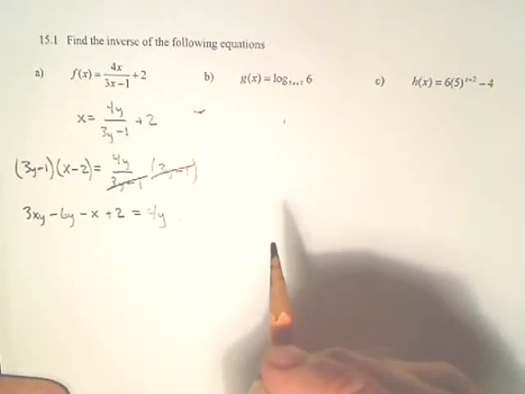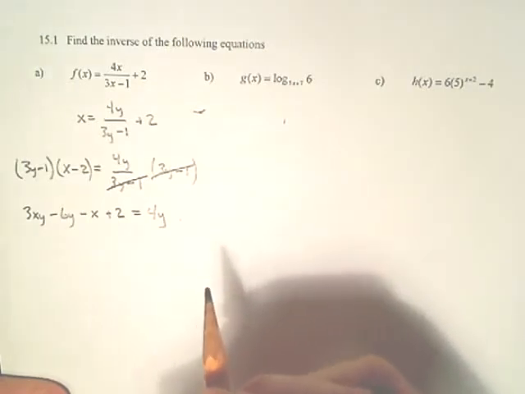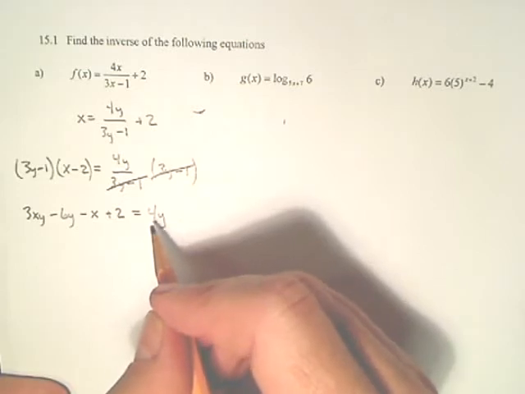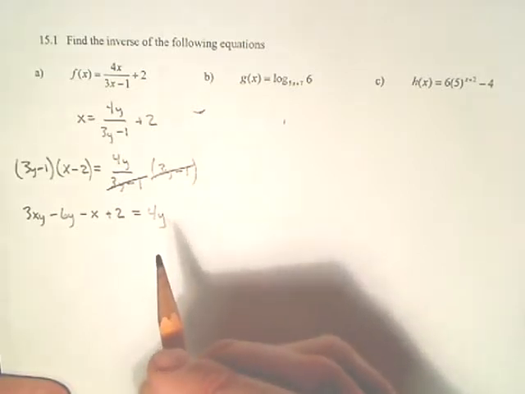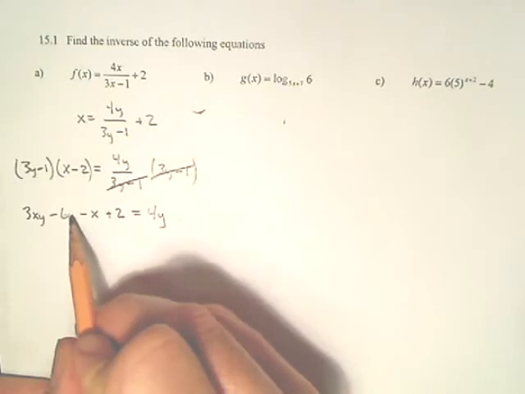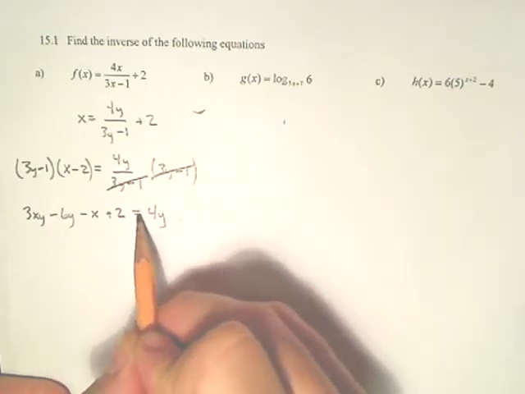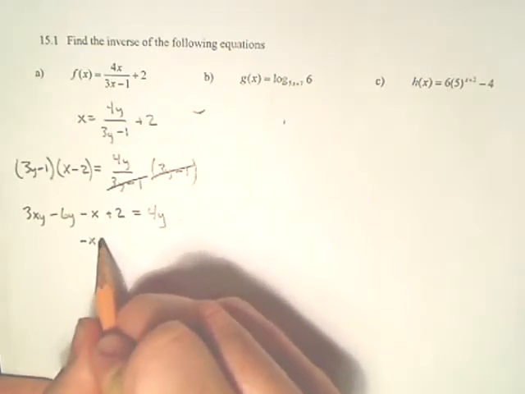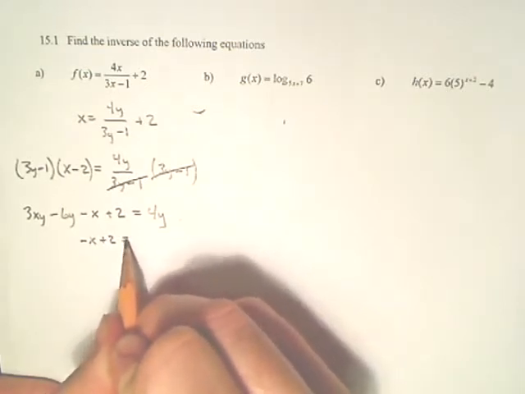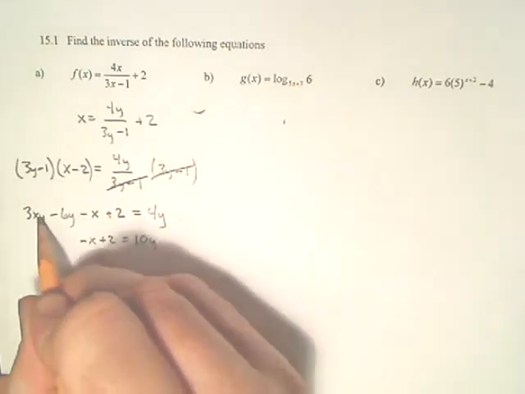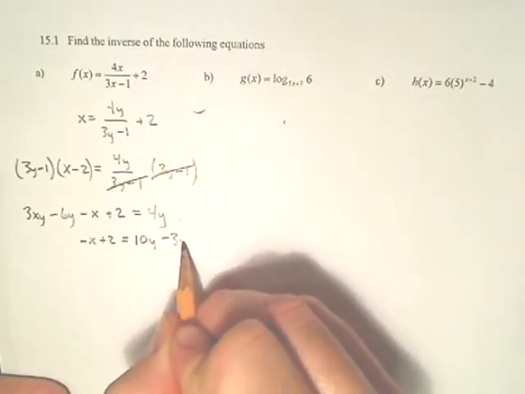At this point, the items that have y need to be on the same side of the equal sign, and the things that don't have y need to be on the same side. It doesn't matter which side you put things on. So these two things that have y in them, I'm going to move to the right side of the equal sign. So the negative x and that positive 2 will stay on the left side. I need to add 6y to move it over, and I need to subtract 3xy to move it over.